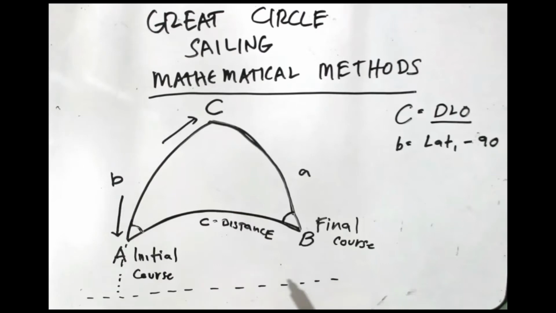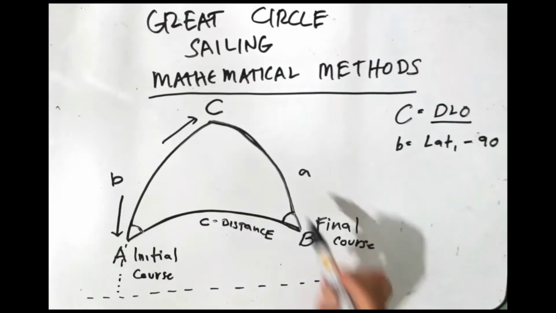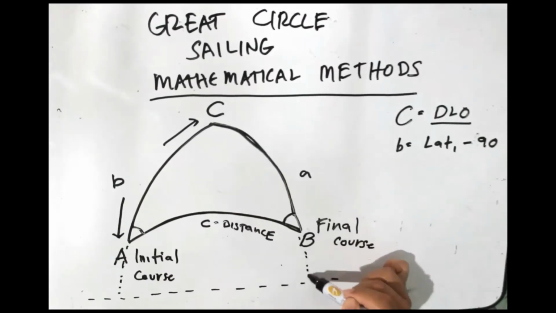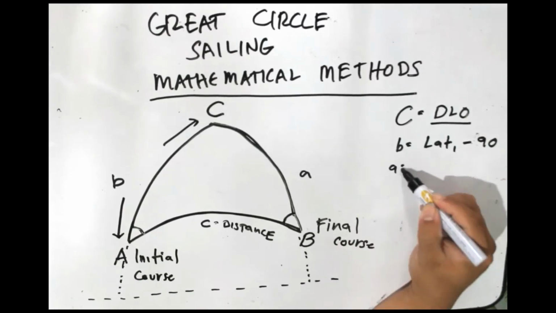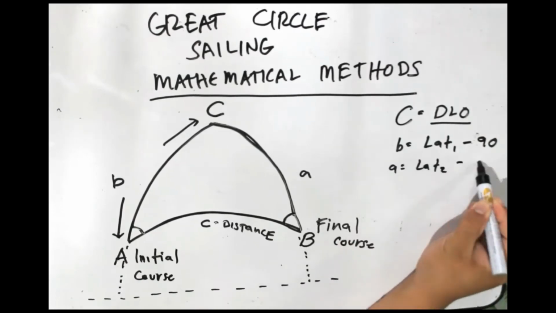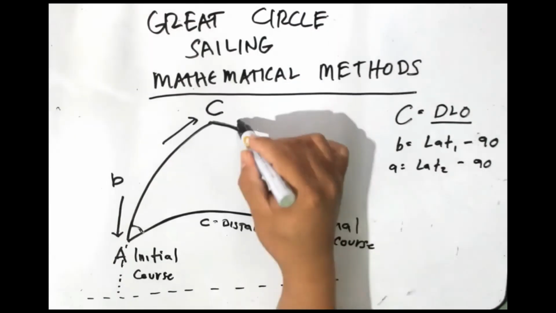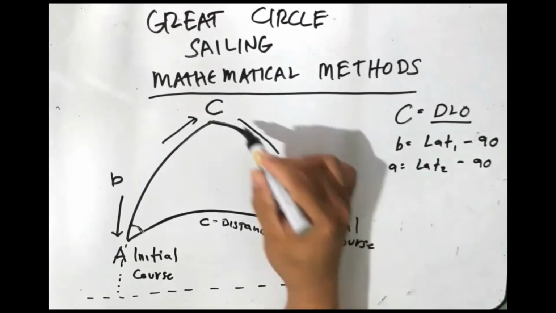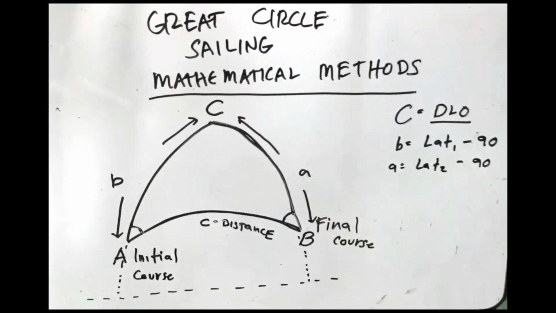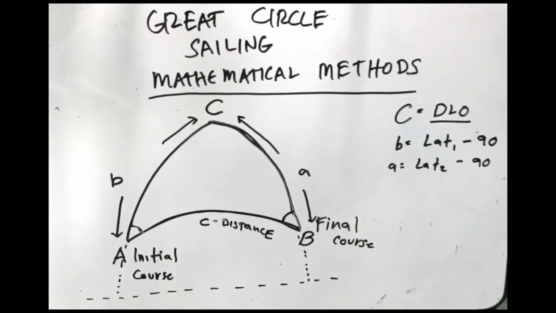Okay? Yan. Same also here on the other side. Ito yung latitude 2 mo. Okay? Latitude 2. Of course, minus 90 yan. Para makuha natin yung distance from here to there. Yan. So, that would be the component for the great circle sailing. So what would be the mathematical method na gagamitin natin to solve for the initial course, to solve for the distance, and to solve for the final course?